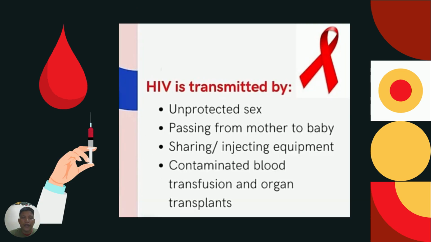So how is it transmitted? Of course, the following are unprotected sex by not using condoms or other protective measures, passing from mother to baby, sharing and injecting equipment, contaminated blood transfusion, and organ transplants.